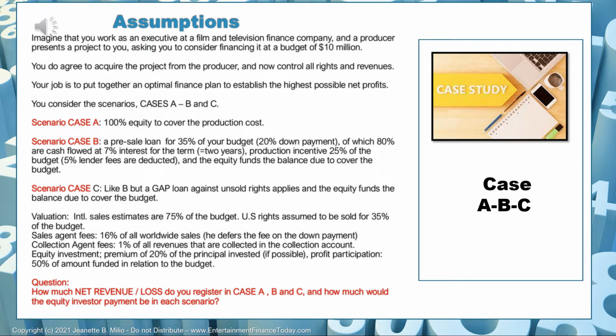And the equity investor charges you a premium of 20% of the principal investment amount. Plus, they will apply the industry standard profit participation, which is 50% of the percentage of the investment in relation to the budget. The question now is, how much is the net revenue or loss in each of the cases, A, B, and C, and how much are the payments we're making to the equity investor in each scenario?